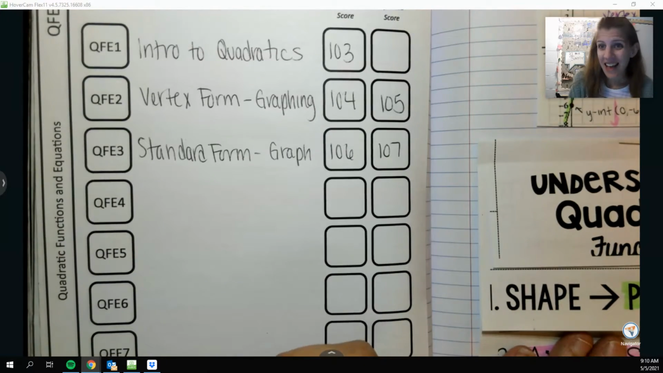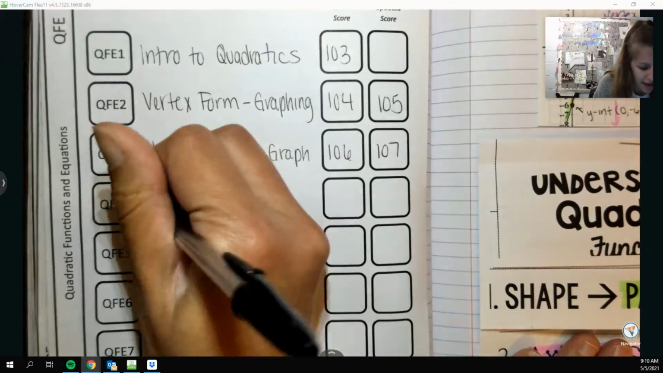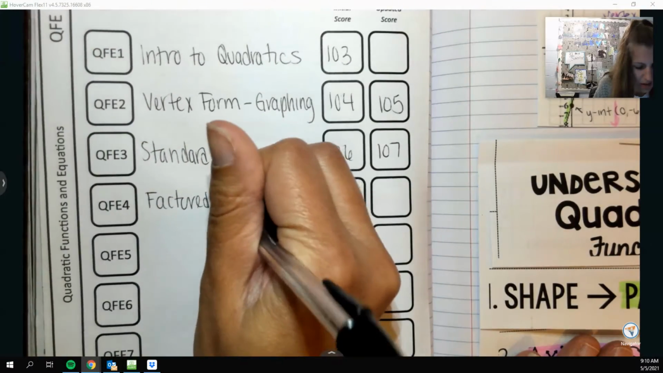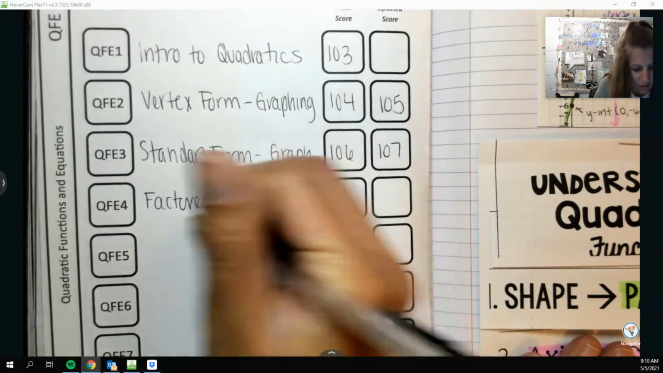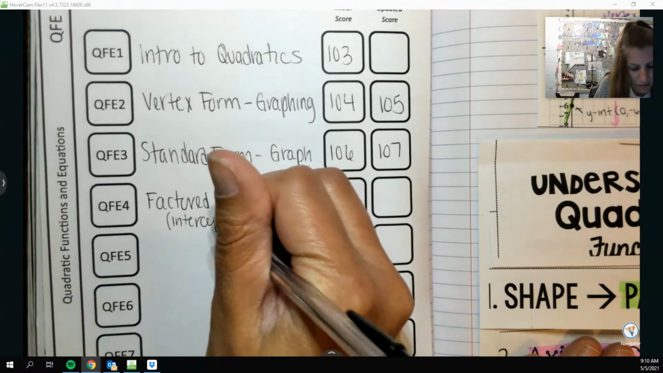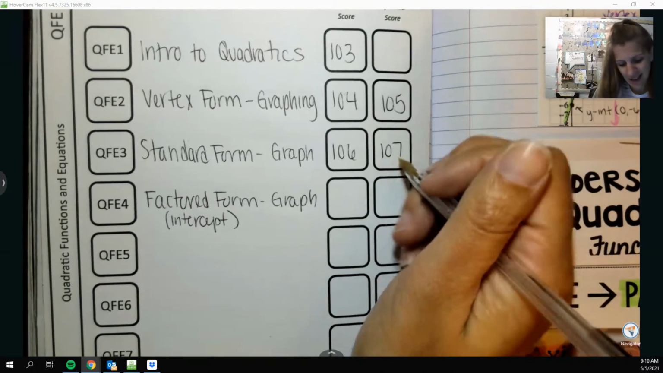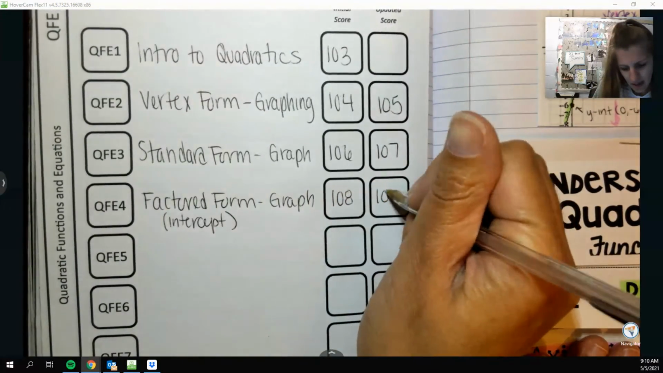All right, guys, last form that we're going to talk about is graphing in factored form. Now, sometimes factored form is called intercept form, and I think you'll see why. So we're going to do that on page 108 and 109.